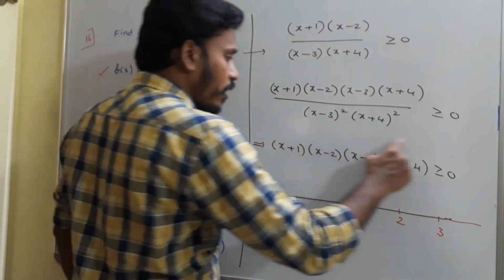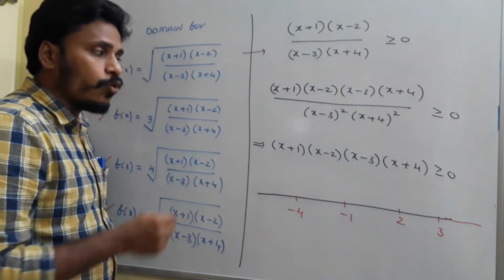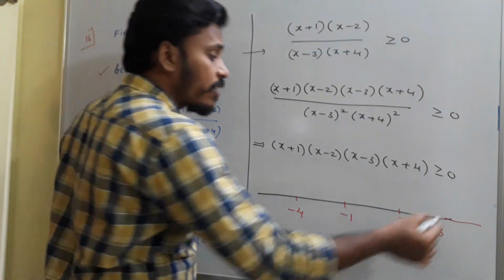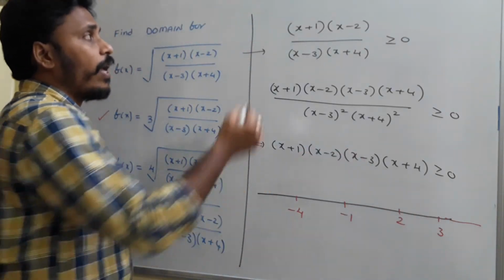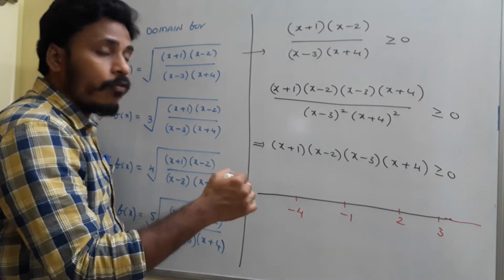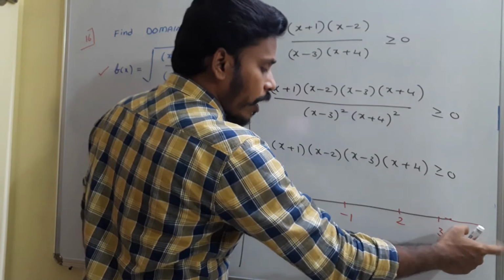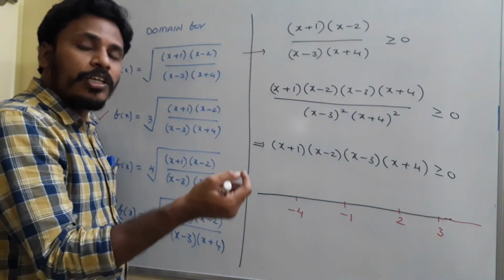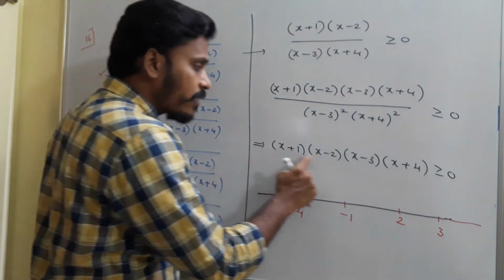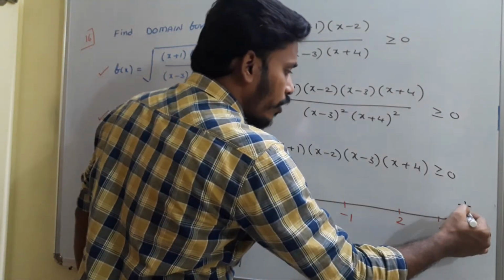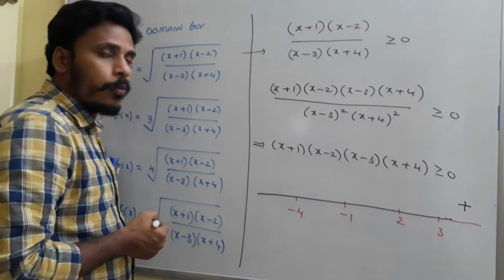If you wish to sketch the graph of (x plus 1)(x minus 2)(x minus 3)(x plus 4), the graph is just like a wave curve shape. See, after this 3, there are many numbers on the number line. You just take any number and replace it in the place of x, you will get a positive value, and that's why in this region this particular expression is positive.